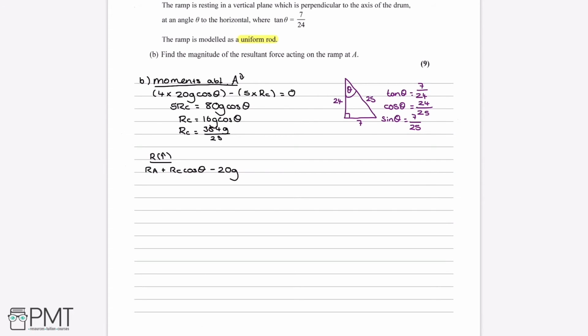And now this is based off the equation F equals ma. But because we know this whole system is in equilibrium, we know that acceleration is 0, and therefore this is equal to 0. And now we can do this calculation because we know what RC is, as we've just worked out to be 384g over 25. And we know what cos theta is, as it's 24 over 25.